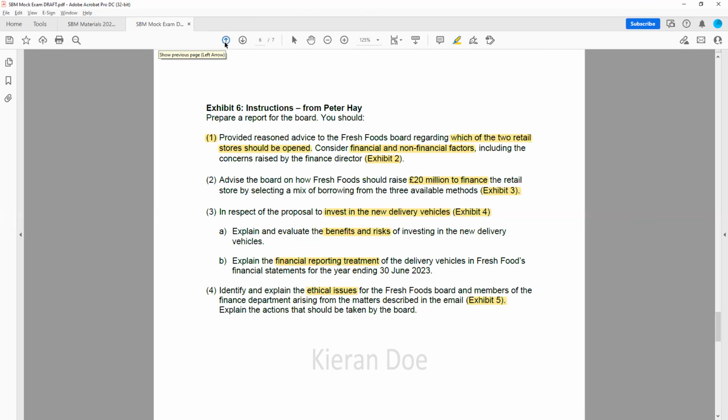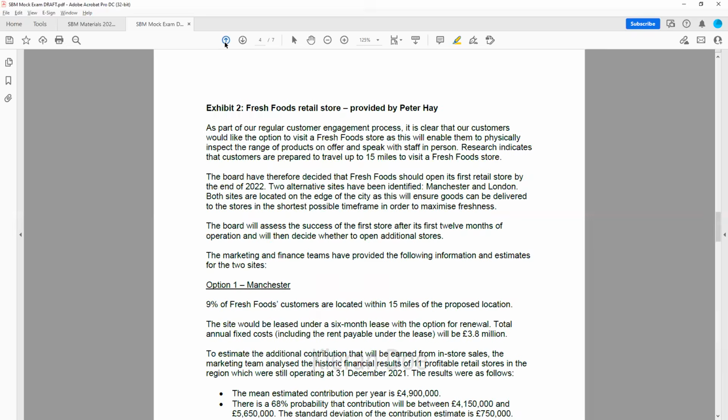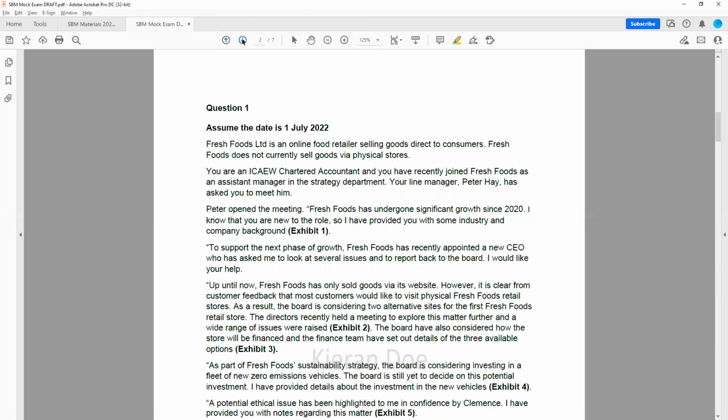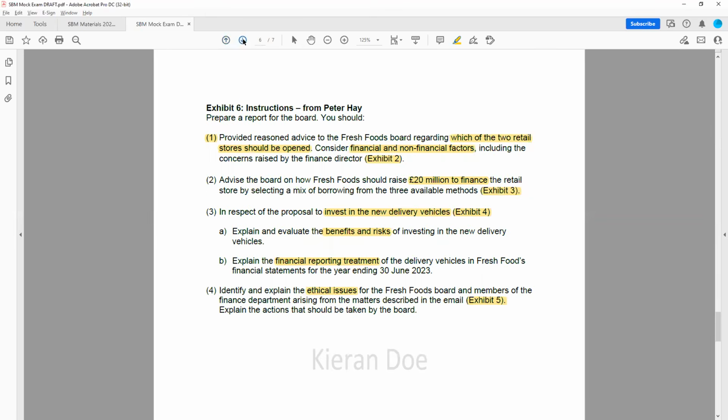So it's just important to appreciate about the SBM exam how you can break it down like that. And I'll talk a bit more about that later on in the class. So what I always do first of all is look at the requirements, look at the different things that we have to do, look at the exhibits, and then I'd usually do my mark allocation.